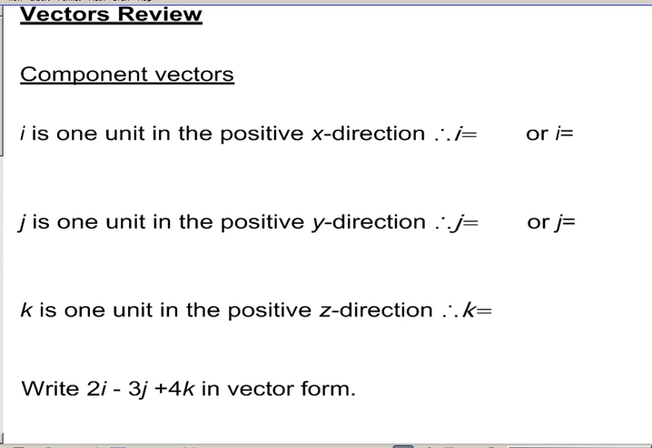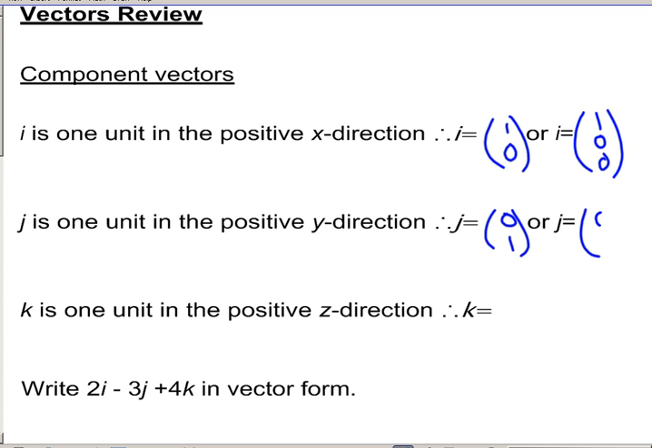Okay, when you see the letter i, it means 1 unit in the positive x direction. So i is going to be the vector 1, 0. Or if you're working in 3D, 1, 0, 0. j is 1 unit in the positive y direction, so j is 0, 1 or 0, 1, 0. And k rather only exists in 3D. It's 1 unit in the positive z direction, or 0, 0, 1.